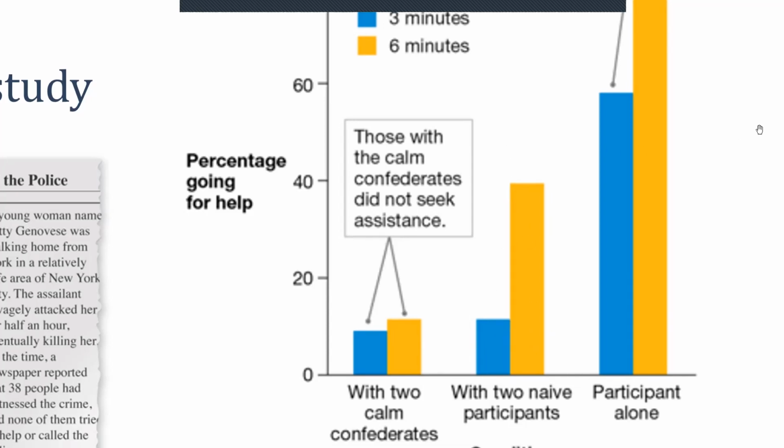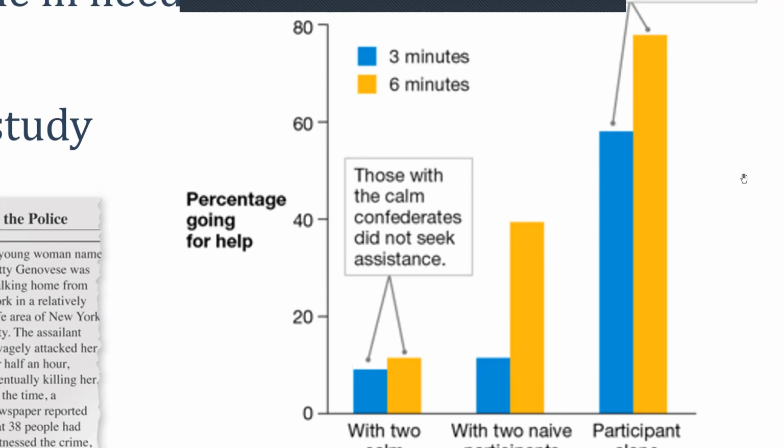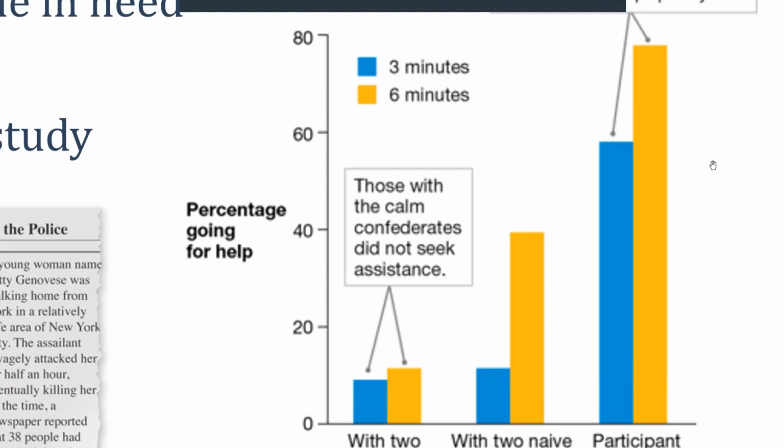But when it was just one participant alone in the room and the smoke's coming in, you can see the results are much, much higher. Almost 60% are asking for help within 3 minutes, compared with 10% in these conditions. And within 6 minutes, it looks like 75 or 80% of them are asking for help. So, much, much higher response. And this is the bystander effect: when you're with other people, you're much less likely to respond to a situation where some kind of assistance is needed. But when you're alone, you're much quicker to respond, or much more likely to respond.